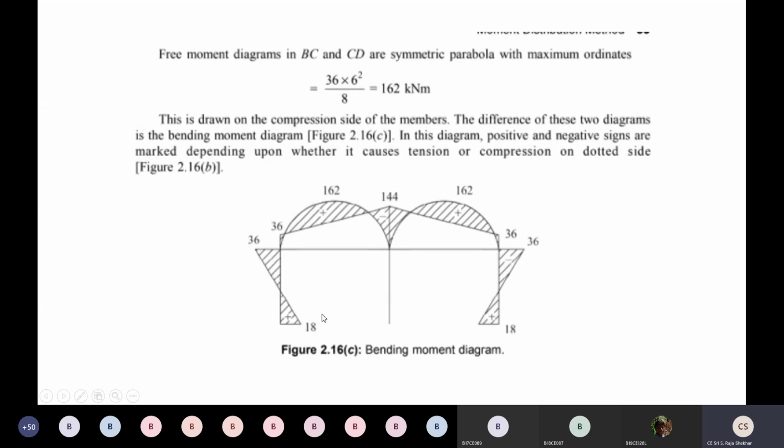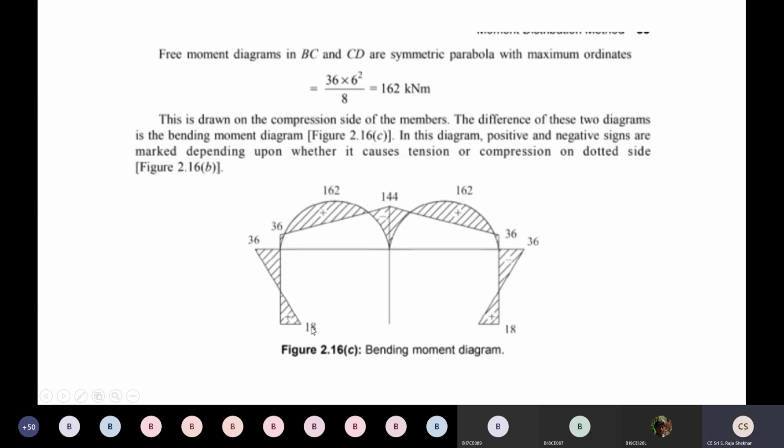DN, DA, this is positive. This is negative, minus 36. Here it's positive. 144, 36, 36, 18. After that, join all the values. Join all the ordinates.